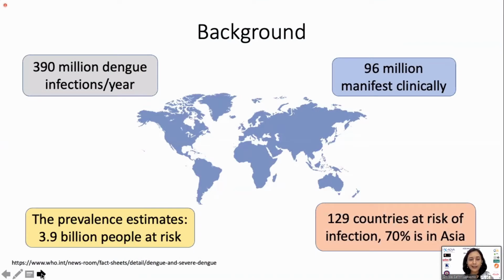WHO estimates that around 3.9 billion people are now living in areas where dengue is transmitted. Those include 129 countries, mostly in Asia. And around 390 million dengue infections occur yearly, and about a quarter of them are manifest clinically.